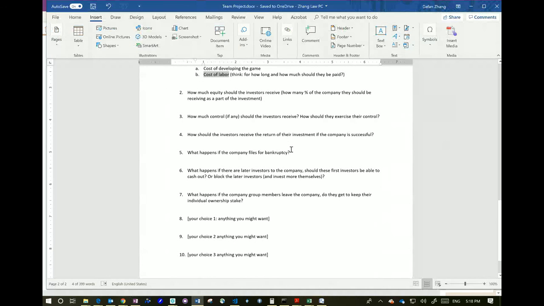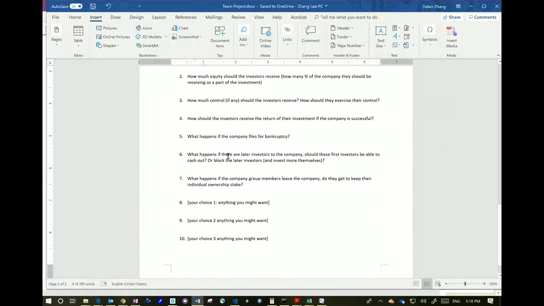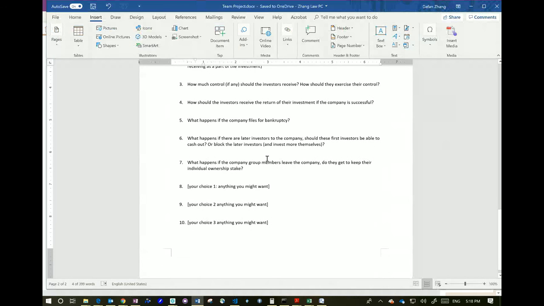Number 5, what happens if the company files for bankruptcy? There are some options here you can think through. Number 6, what happens if there are later investors in the company? Should the first investor be able to cash out or block the later investors and invest for themselves? That's a consideration you should consider as well. Number 7, what happens if the company group members leave the company? Do they get to keep their individual ownership stake? That's also something that will get discussed a lot.